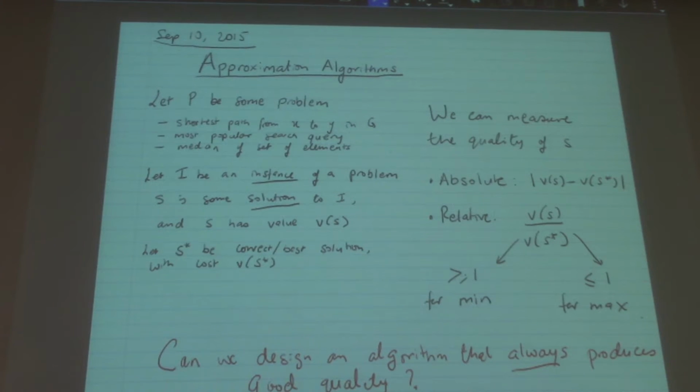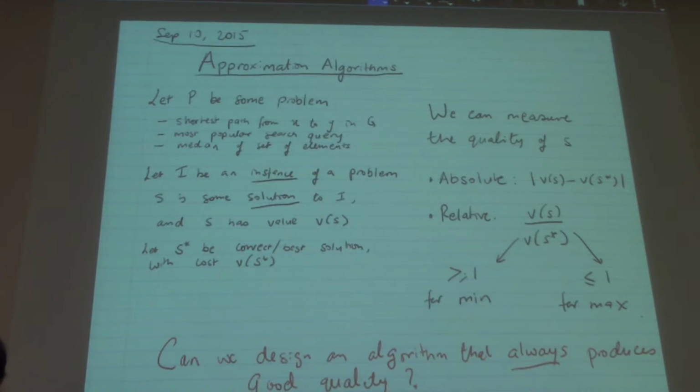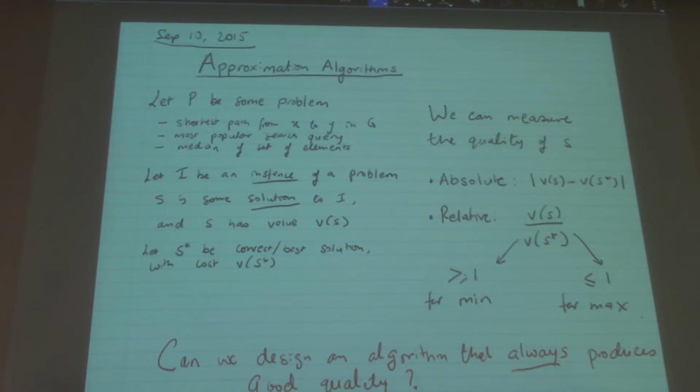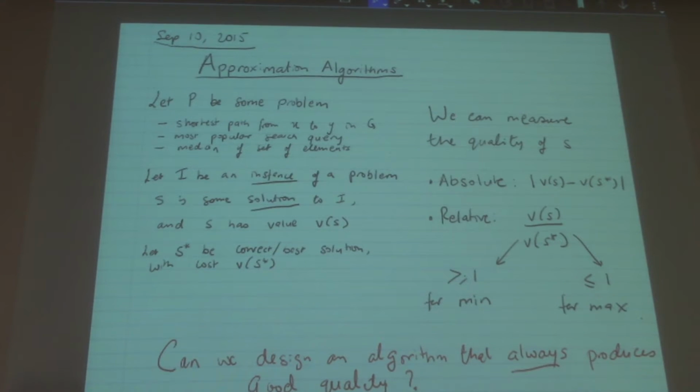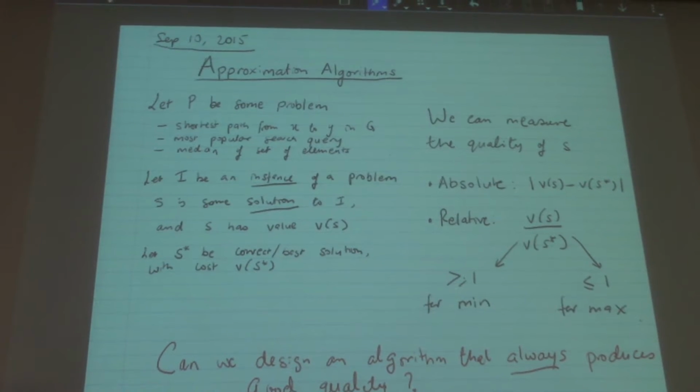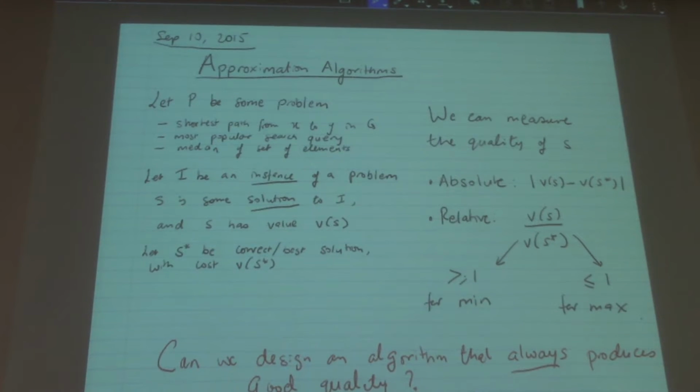Just to introduce some terminology here: when I talk about a problem, I talk about, say, find the shortest path from X to Y in G. An instance of a problem, of course, is an actual graph. I might have a problem involving graphs, but if I give you an actual graph and say, tell me what to do on this graph, that's an instance of the problem. It's an example of the problem. And every instance has an actual solution, and we'll call it S. The solution will have some value.